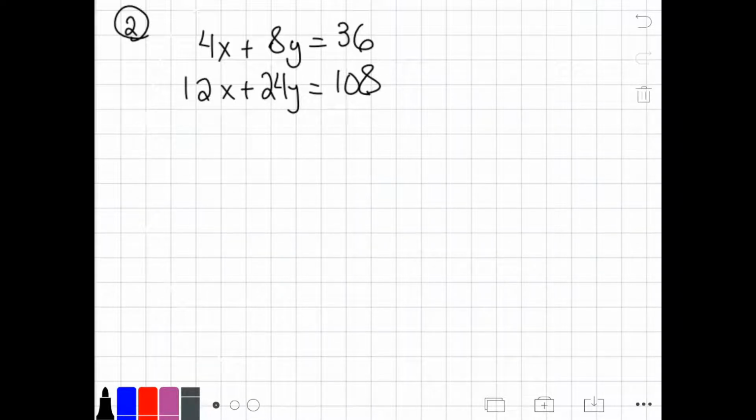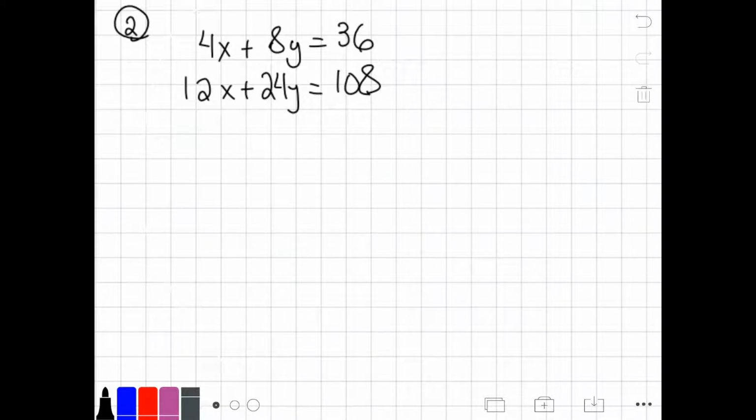I could use substitution, but then I'd have to solve for a variable. I don't really like any of these variables to solve for. There's going to be a lot of distributing. So I am actually going to use elimination. I have my x's lined up, my y's lined up, my constants lined up. The only thing is I don't have matching coefficients. So I'm going to have to multiply one of these equations before I eliminate.